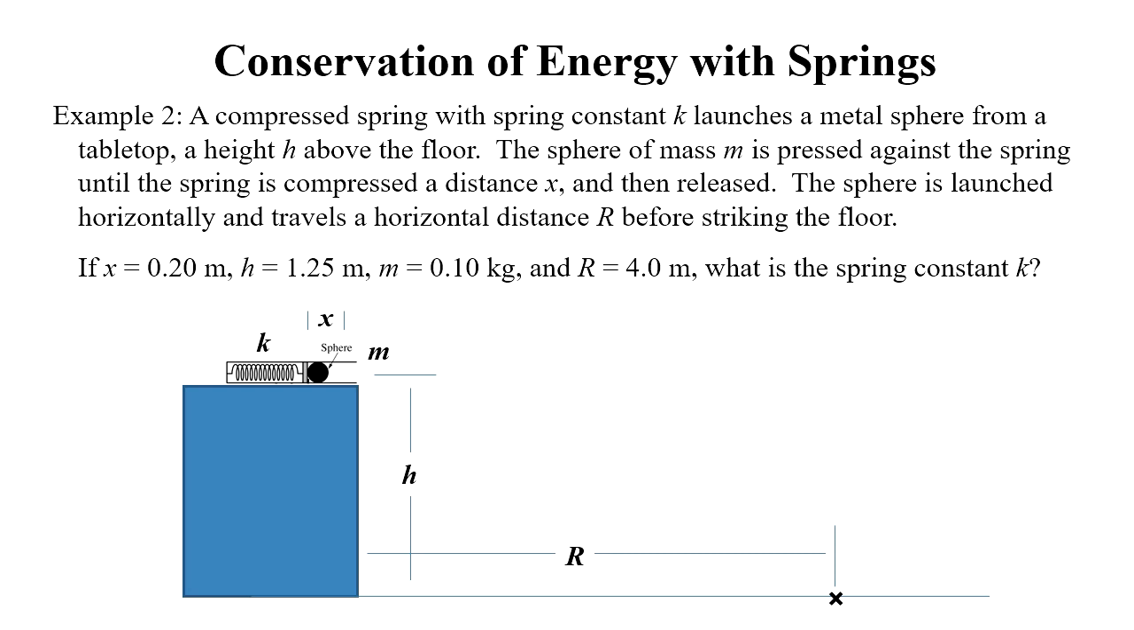Here we have a compressed spring on a tabletop. The spring constant is k, the height is h, and there's a metal sphere of mass m that's pressed against the spring. The spring is compressed a distance x, but then it's going to be released, and the sphere is going to be launched horizontally. So this is a horizontally launched projectile problem, and we're given that it's going to land on the floor a horizontal distance r away from the base of the table. There are some values given for the quantities. The question really wants to know what's the spring constant k.